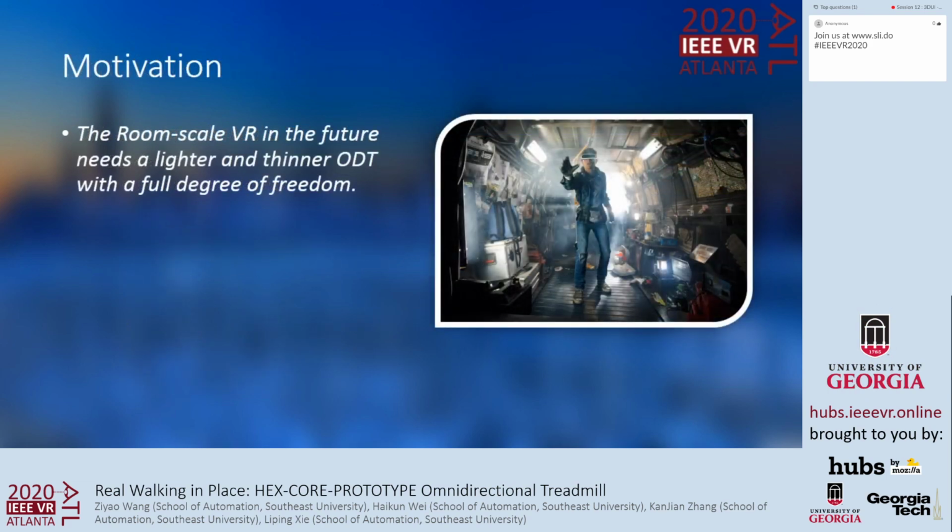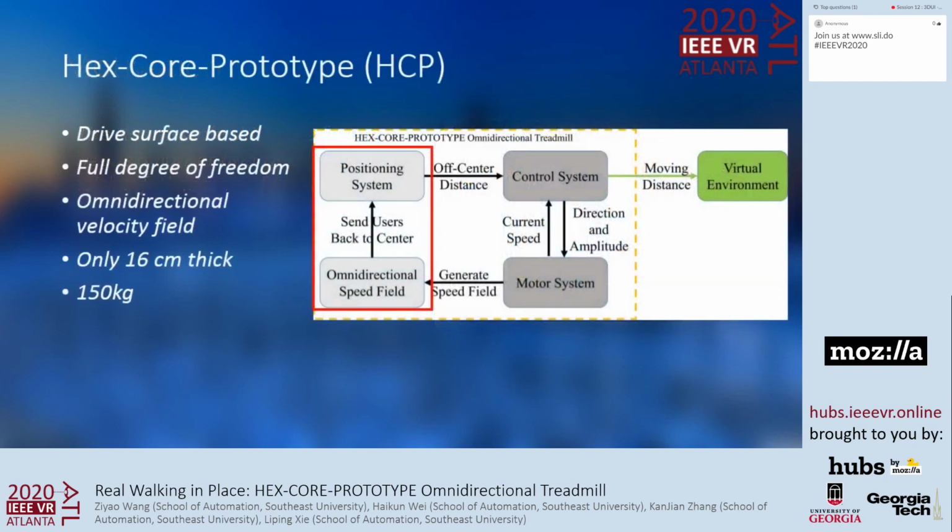We believe that the room scale VR in the future needs a lighter and thinner ODT with a full degree of freedom, and that is our motivation. So we designed the HexScore prototype. It is a drive surface-based ODT and has a full degree of freedom. It could provide an omnidirectional velocity field. The most important, it is only 16 centimeters thick and 150 kilogram weight.